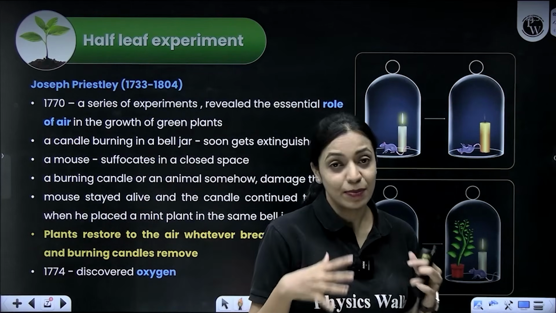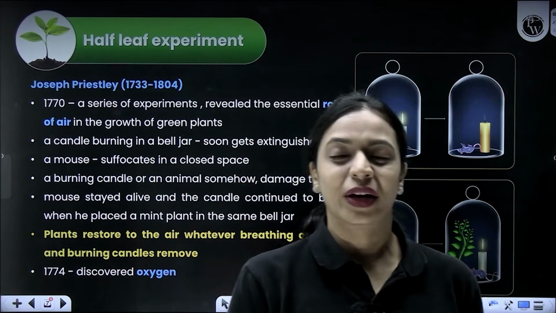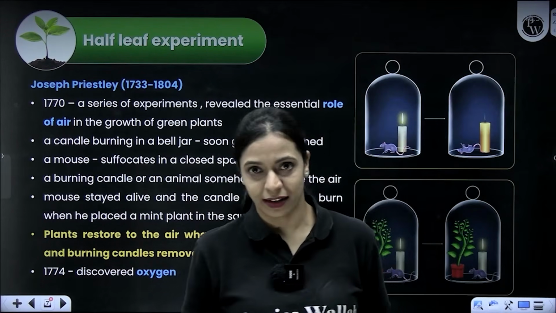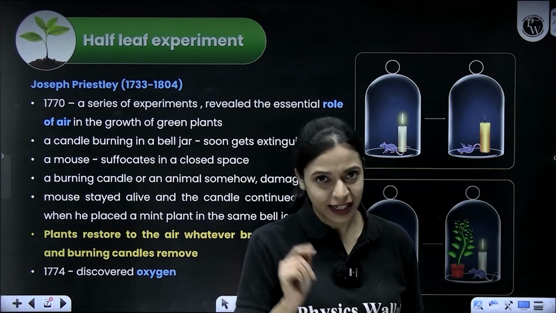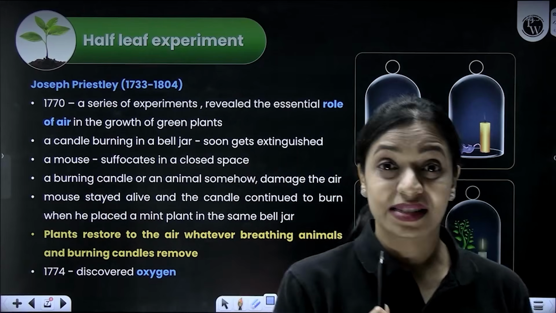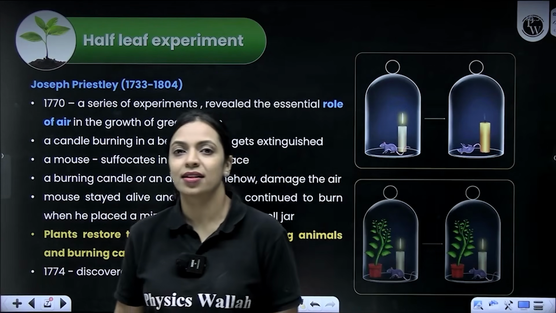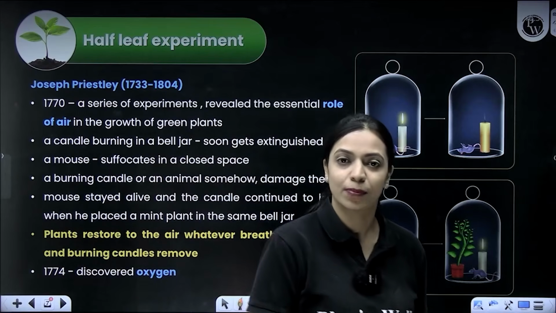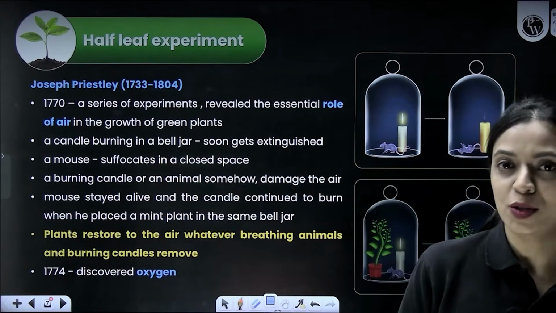So he believes that a burning candle and a mouse breathing will take away something from the air. Okay, so they will damage the air. What he does next is, within the bell jar, he will place a candle, a mint plant and a mouse together. So for as long as the mint plant is present inside the bell jar, the candle also will not get extinguished and the mouse will also not die.